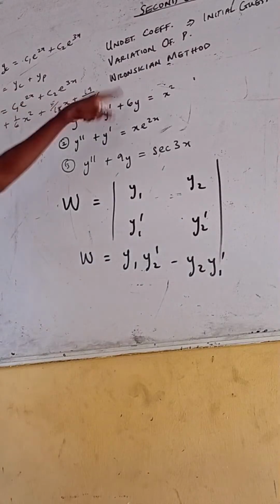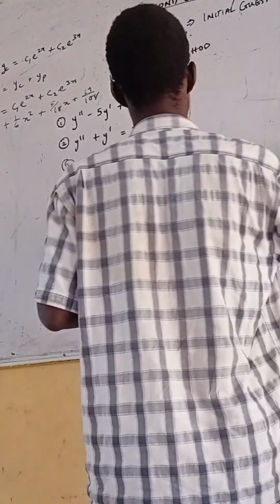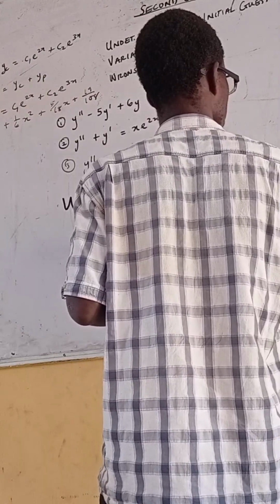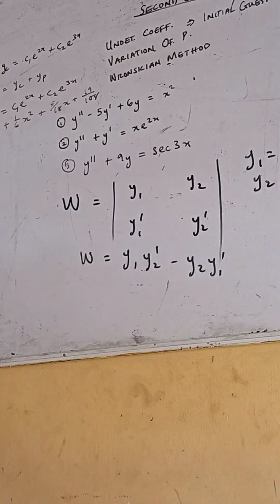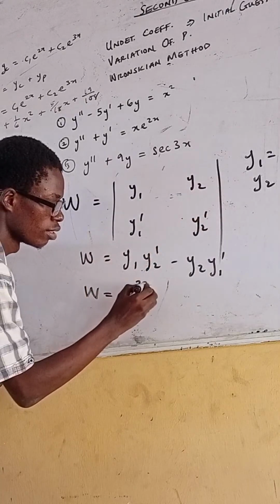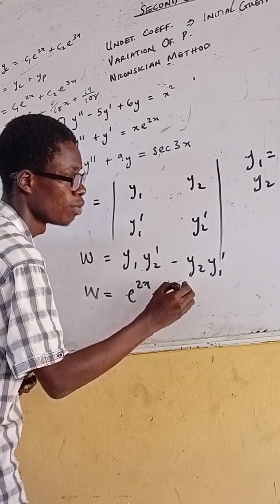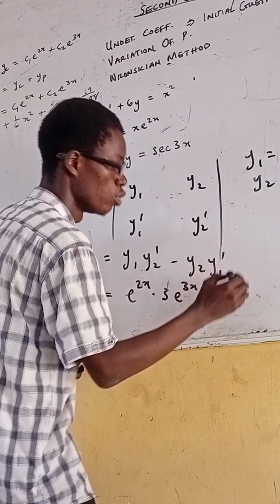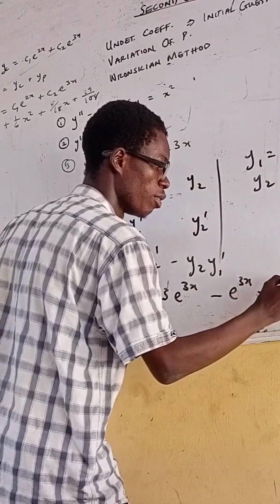So the Wronskian for this number 1, this is our y1. y1 equals e raised to power 2x. You don't need the C. y2 equals e raised to power 3x. So now let's find the Wronskian. W equals y1, e raised to power 2x, times the derivative of the second one, 3 e raised to power 3x, minus y2, e raised to power 3x, times the derivative of the first one, 2 e raised to power 2x.